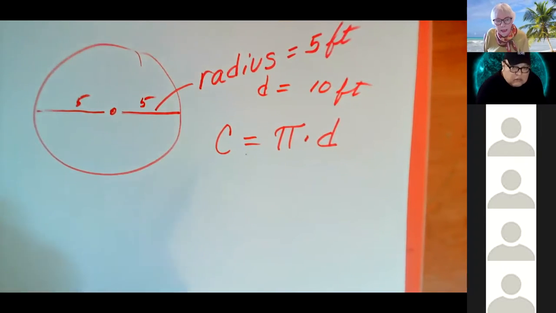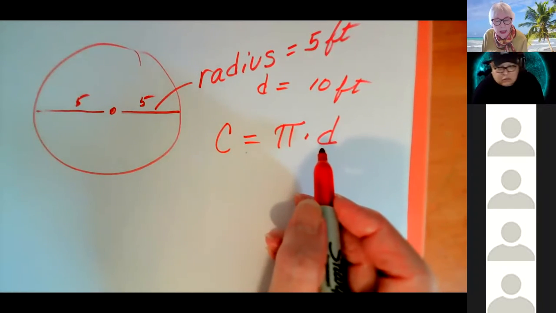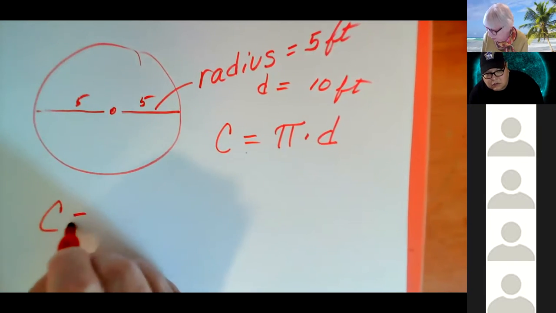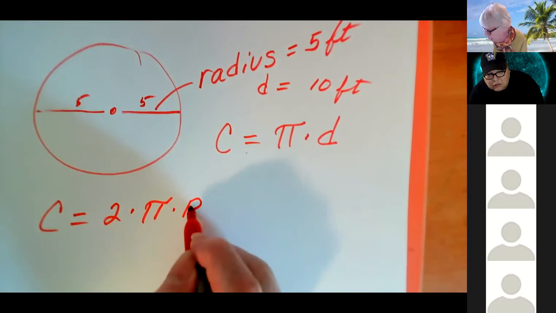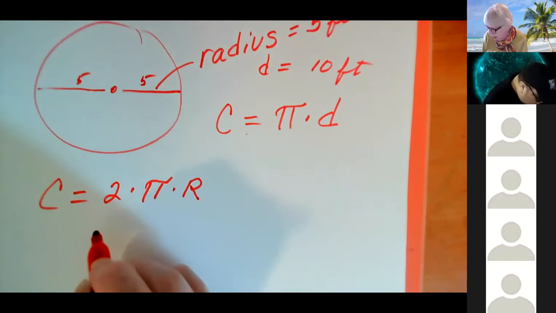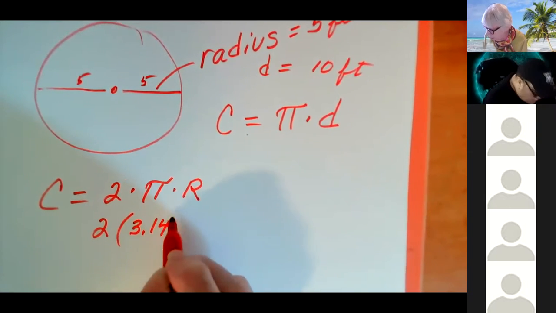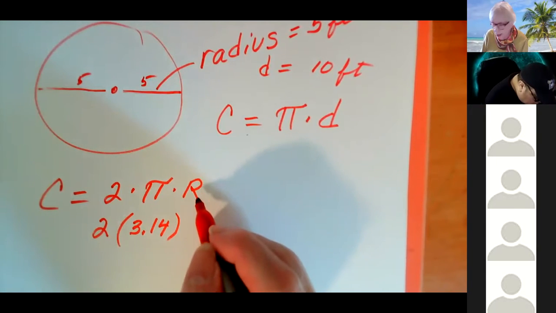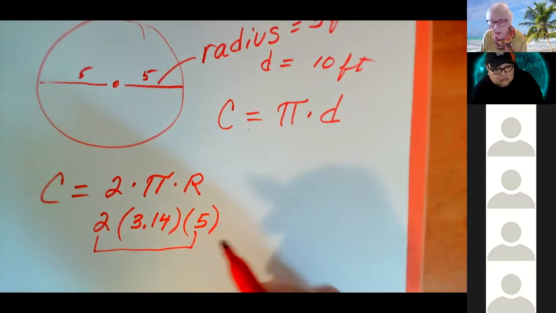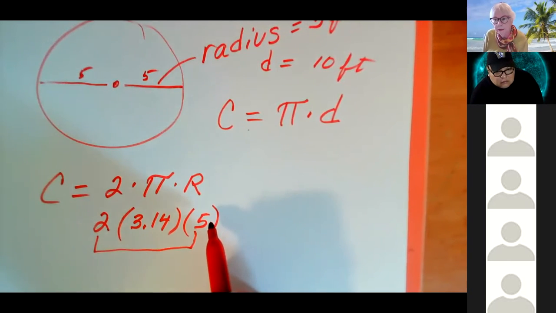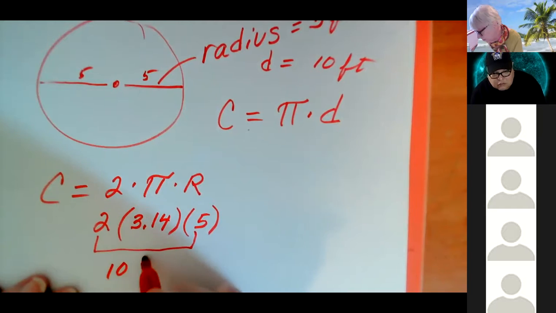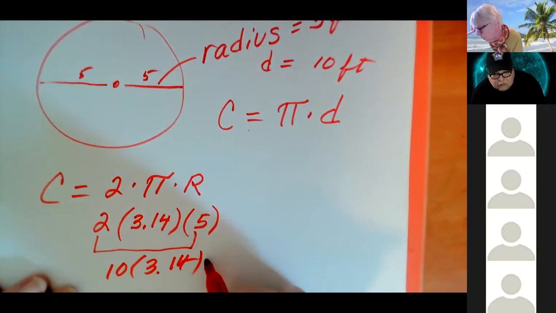Okay. Now there is another version of this formula. I kind of like this one, but there's another version that somebody might have learned. 2 times pi times the radius. Well, with this picture, it's 2 times 3.14. I'm going to use that as my approximate number. And the radius is 5. So really, if you put these two together, 2 of the 5s make 10. So it ends up being 10 times 3.14, which is 31.4.